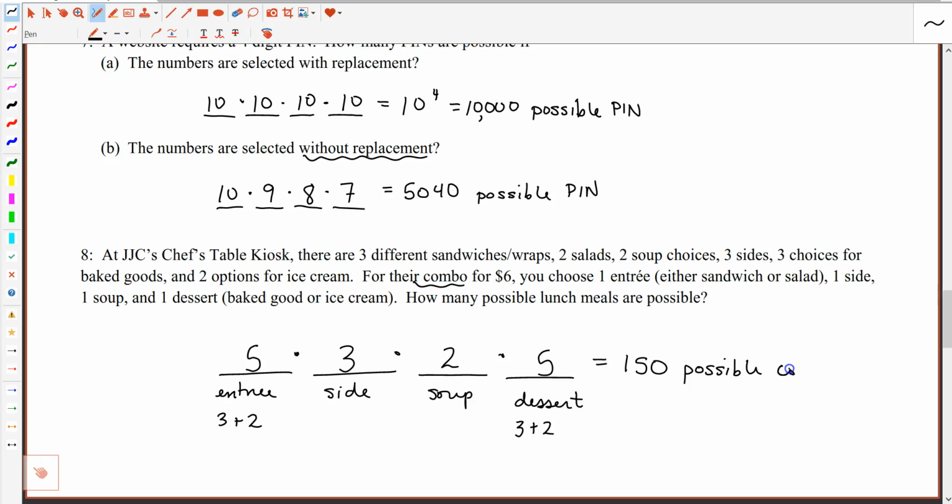So for this one, you just have to be careful to not just pull all of these numbers blindly and multiply them. You kind of have to see what's going on for your individual stages and then see how many options fit that stage.